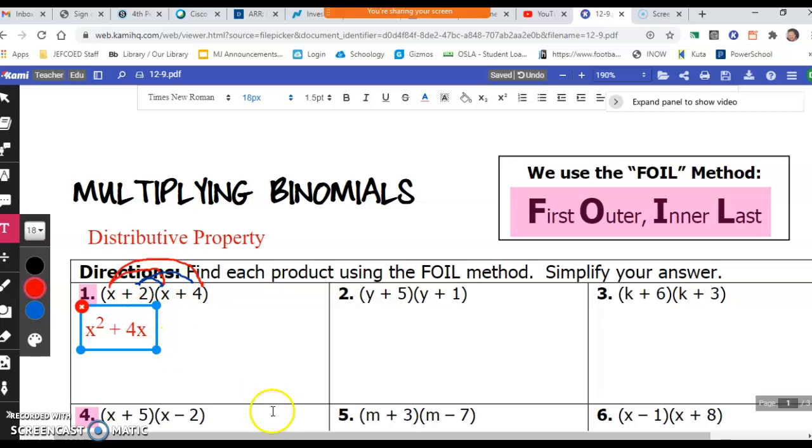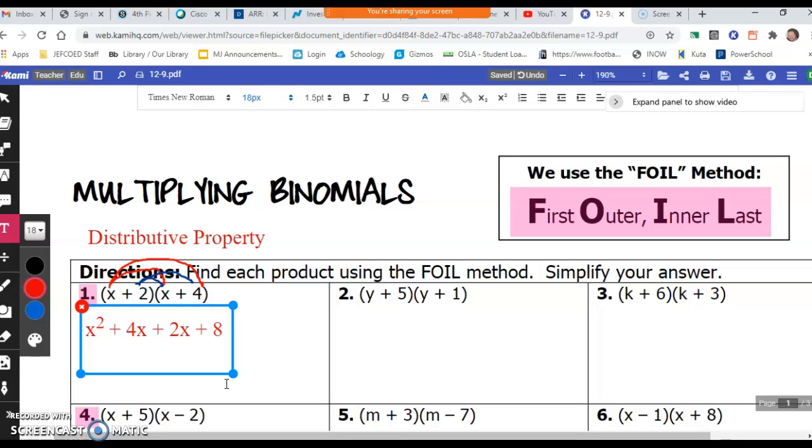2, distribute it to the x. That's going to give you what? Plus 2x. And then distribute the 2 to the 4. And that's going to be plus what? 8. Okay? Now, from here, you just simply simplify, combine your terms.